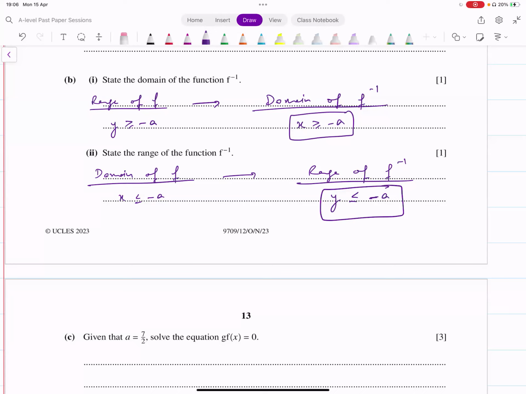So the domain of the original function is the range of the inverse function. The range of the original function is the domain of the inverse function. The set of values is the same. The symbol is going to change. For domain, we use x. For range, we use y, because domain is x values, range is y values.